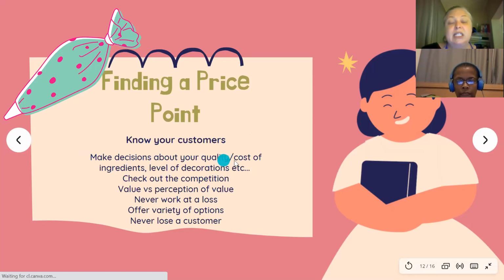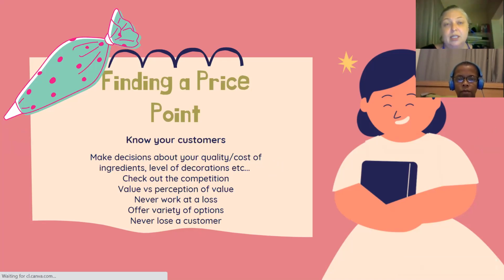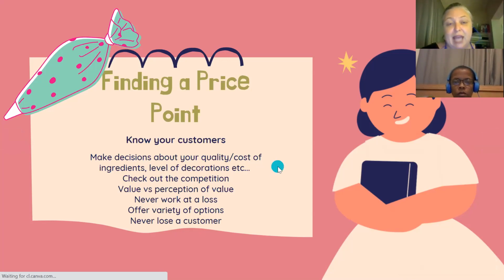So I've written about quality and cost of ingredients, level of decorations, etc. If you're going to work your costings out on your food cost, and you're using expensive butter, which is like 100 Rand for a 500 gram block, let's say, or expensive Belgian chocolate, which is I don't know how many rands per kilogram, and your customers are not interested in that, they're not going to pay the price for that. They don't value that. They don't think that's important. They're not going to think the price you come up with at the end is worth it.